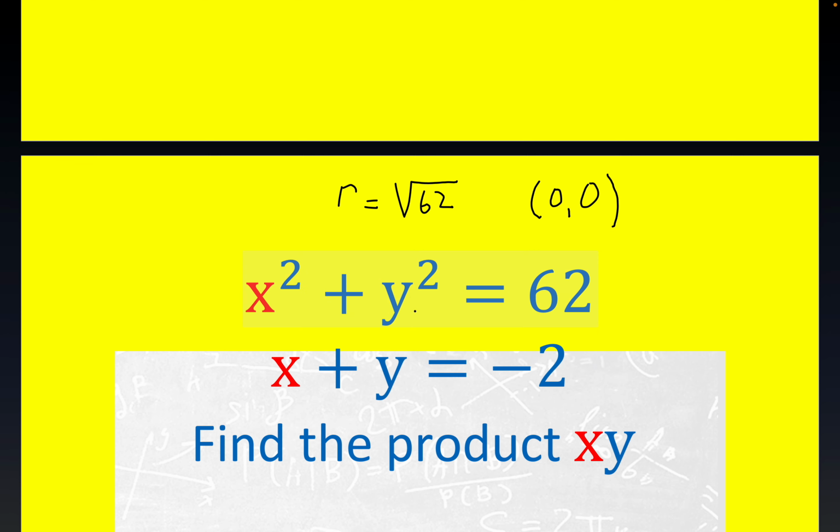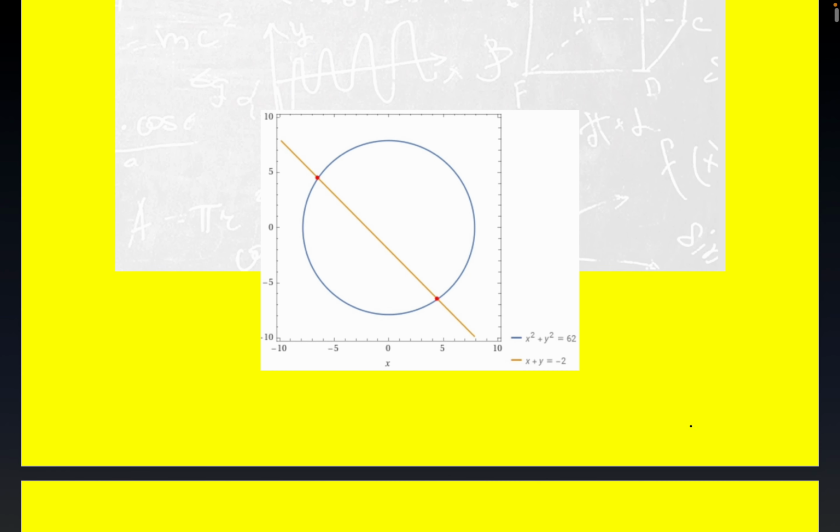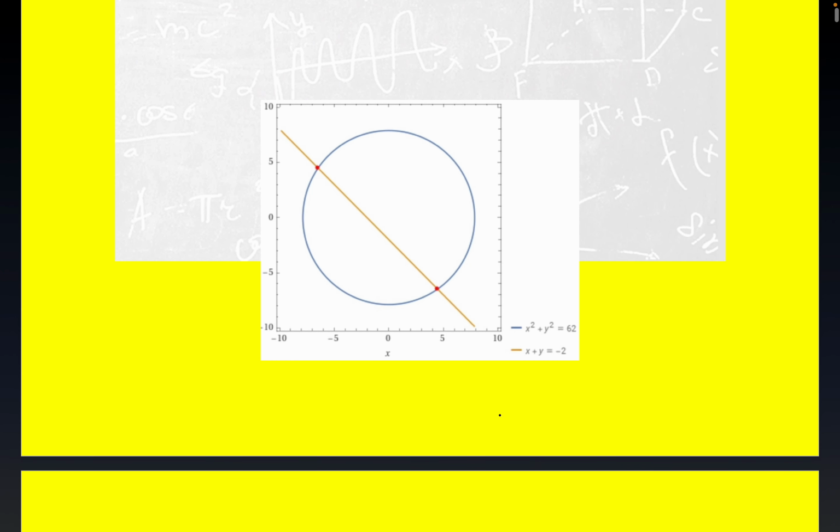intersecting this circle. Now, one approach is just to solve it directly, get both points, and then find their product, which is what we're calling for. I'm going to go down and show you a graph of this. This is a graph. I just used an app on the web to graph this. And this is the exact system. X squared plus y squared is equal to 62.